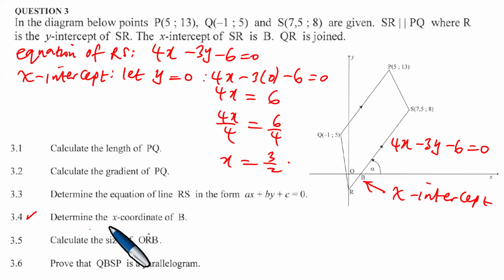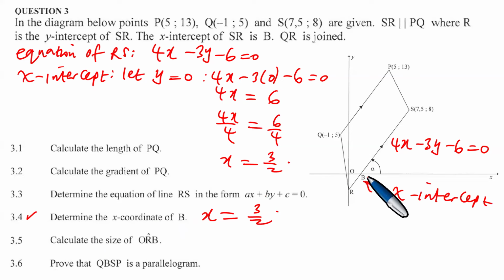And we want to therefore determine the x coordinate of B, because the y coordinate is obviously 0. And we can therefore say with confidence that the x coordinate of the point B is 3 over 2.